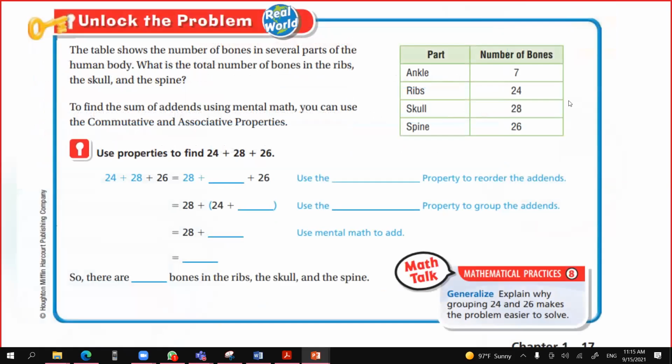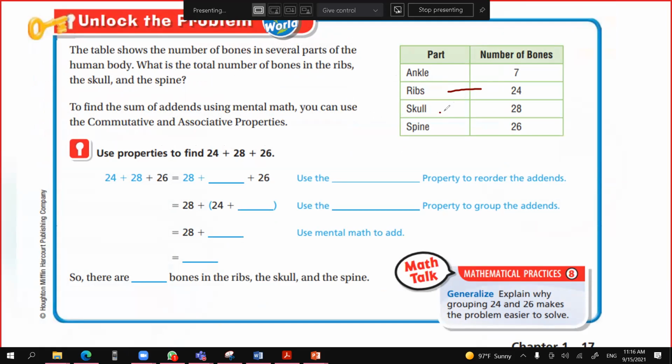Now, all of you open your book, page 17. Here now, the table shows the number of bones in several parts of the human body. What is the total number of bones in the ribs, skulls, and the spine? Where's the ribs? 24. Skulls, 28. And the spine, 26. Now you're going to add them together.